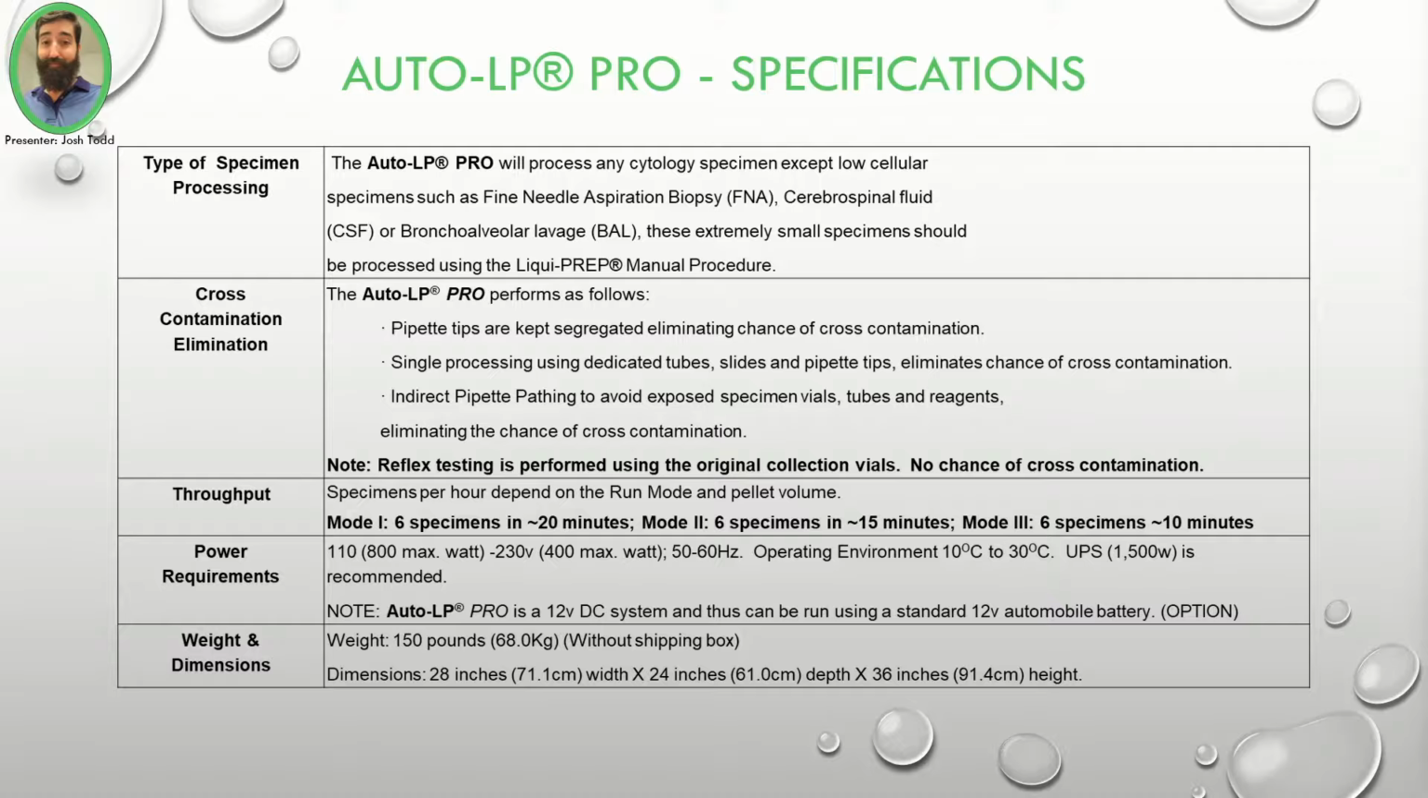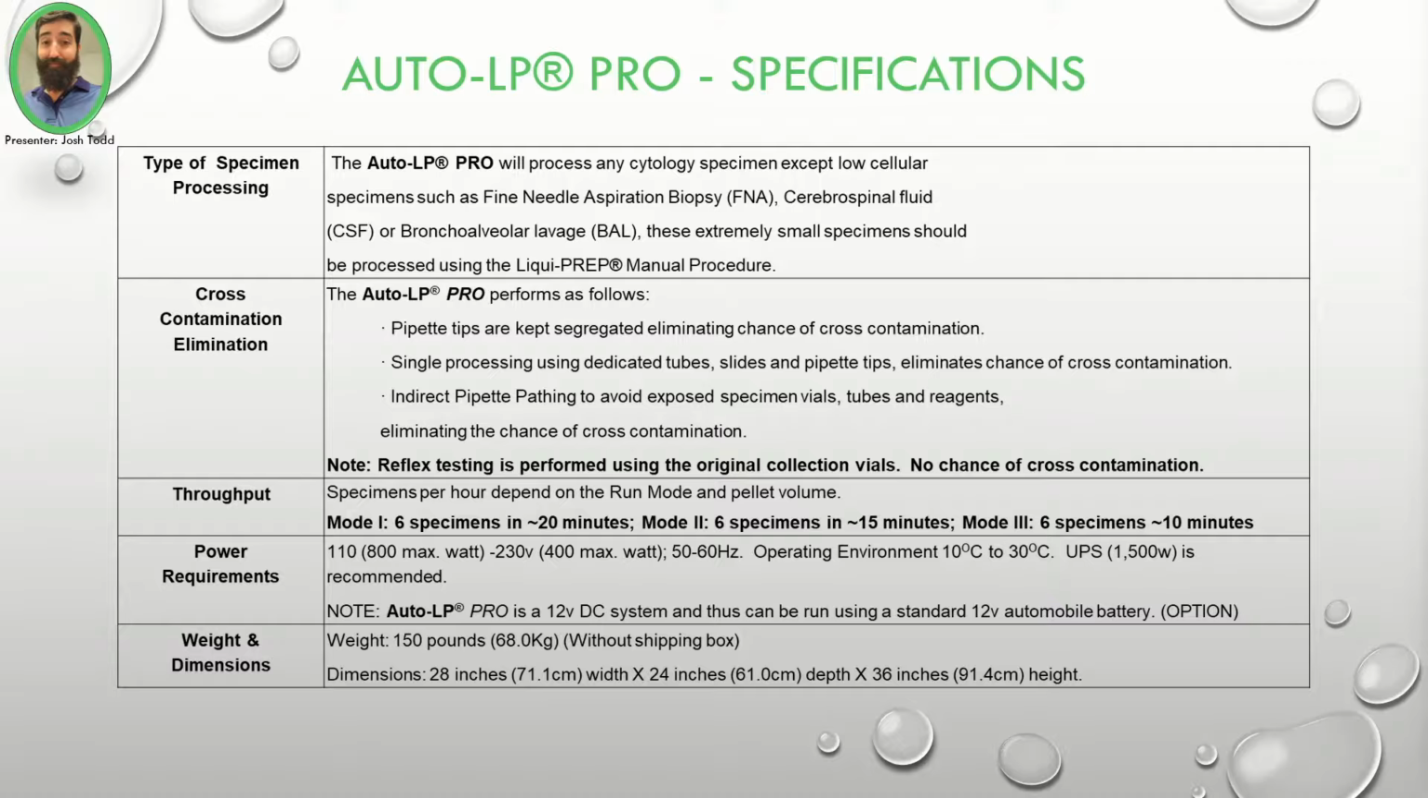Throughput. Specimens per hour depends on the mode run and the pellet volume. Mode 1 will process 6 samples in approximately 20 minutes. Mode 2 will process 6 samples in approximately 15 minutes. Mode 3 will process 6 specimens in approximately 10 minutes.